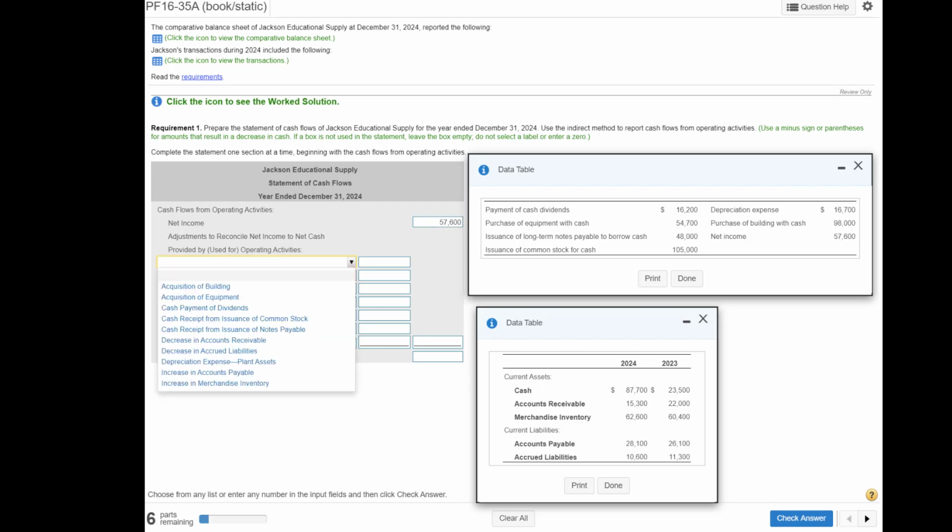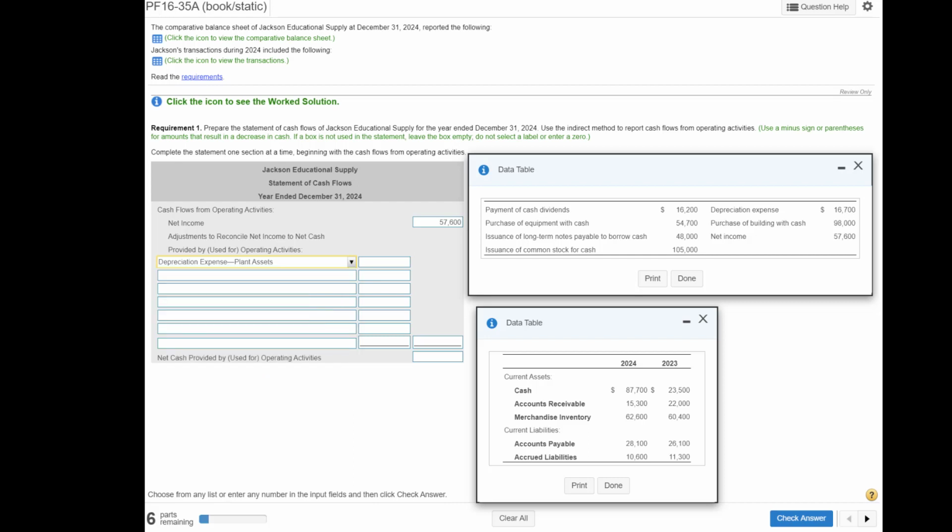Depreciation is historically the first thing listed in the operating activity section. We've got 16,700, and we need to back it out, because it does not lower cash, but it does reduce net income. So we have to back it out by adding it back in, since it is an expense and a lowered net income. Next we have our gains and losses, and looking through here I don't see any gains or losses.